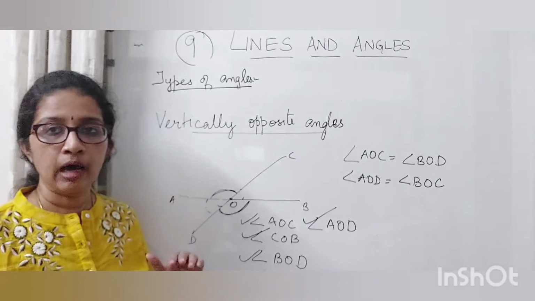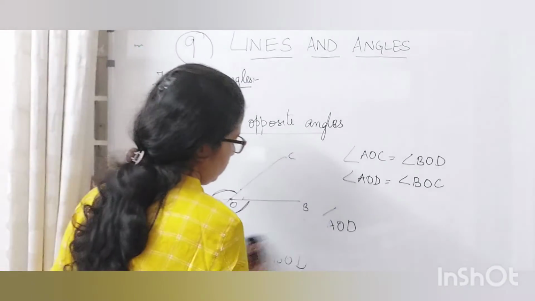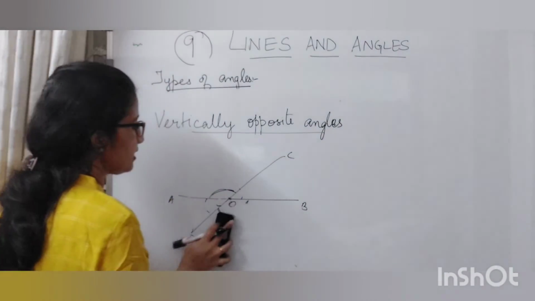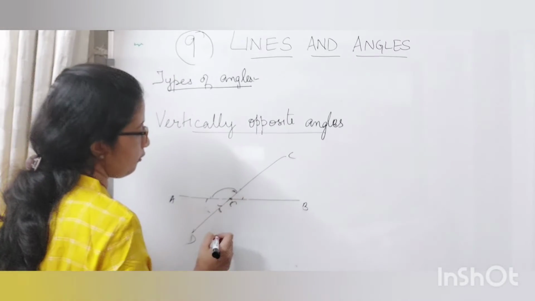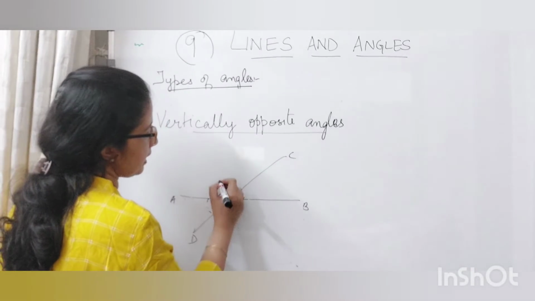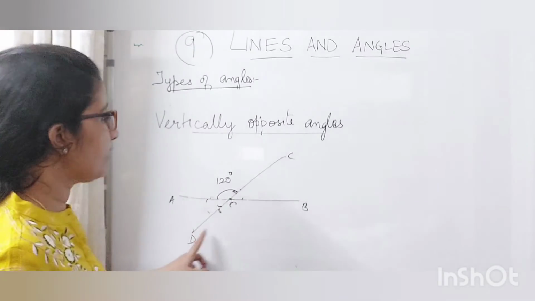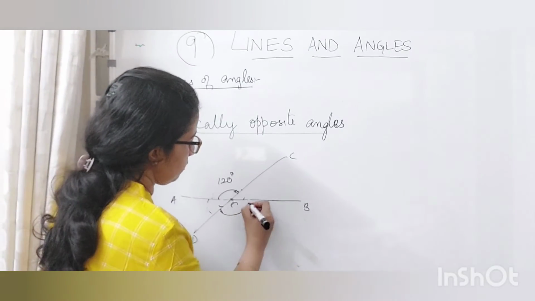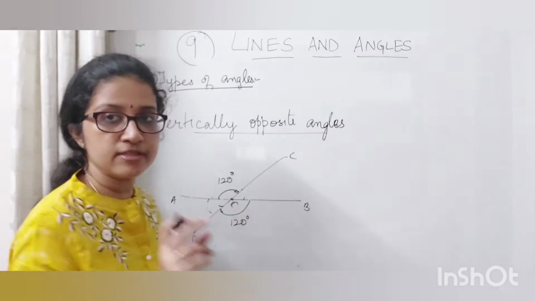So now how will the question be? They will give you this diagram showing the 4 angles, and they will give you the measure of one angle. For example, they will give you this angle as 120 degrees. Find angle DOB. So how will you find? Angle DOB is also equivalent to 120 degrees, right? Because these are vertically opposite angles.